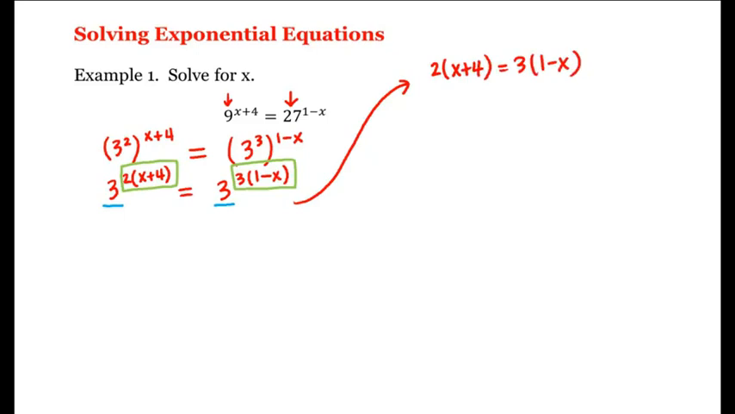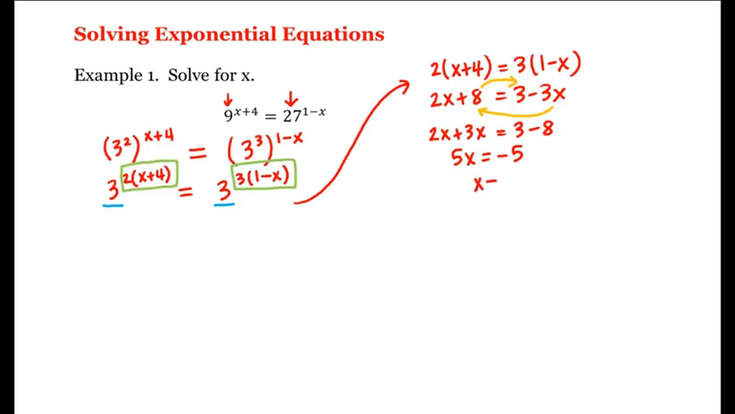And now let's distribute both the 2 and the 3, which gives us 2x plus 8 is equal to 3 minus 3x. And now we'll bring all the x terms to one side and the numbers to the other, which gives us 2x plus 3x is equal to 3 minus 8, or 5x is equal to negative 5. And now dividing both sides by 5 will give us our answer of x is equal to negative 1.